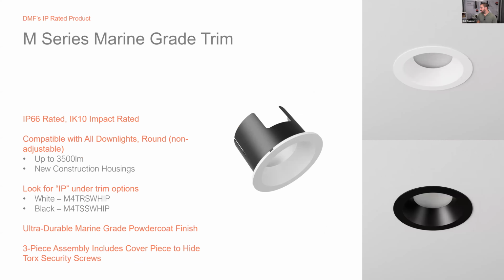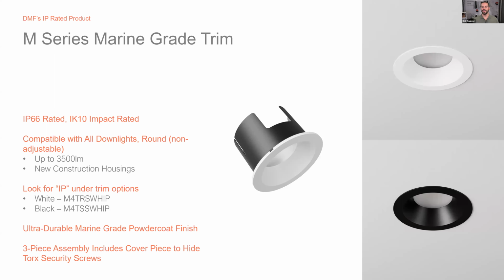The next trim that we do have is going to be our M series IP and coastal trim. So it's quite similar in construction to our Vandal trim that we just looked at, except it is slightly different. So this is available in the round style only, not square. So that's one reason you might opt to go with the Vandal trim, is if you somehow do need a square downlight.